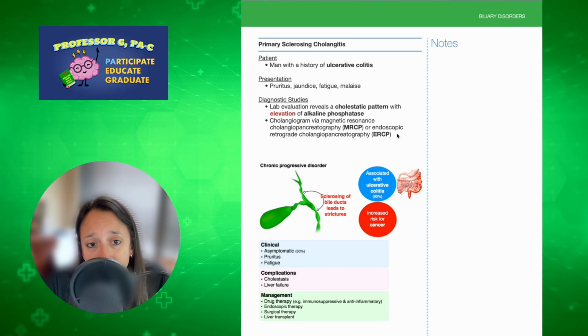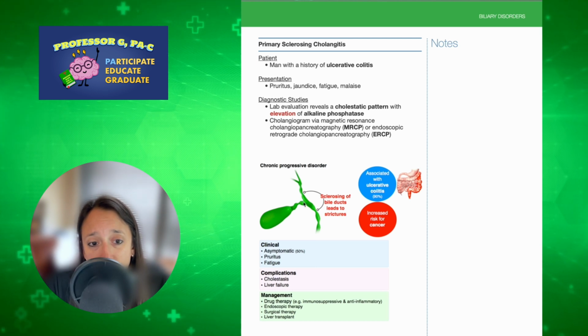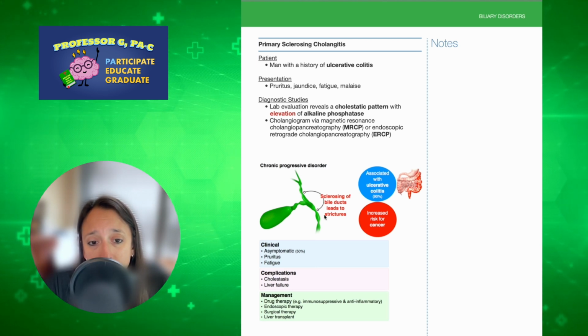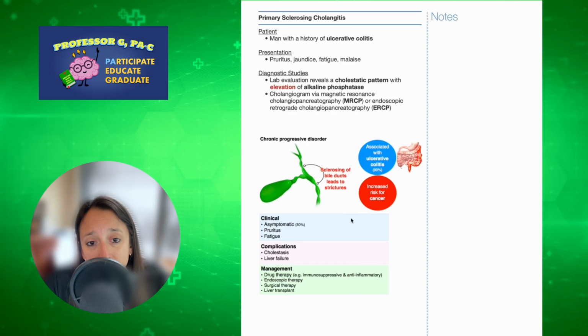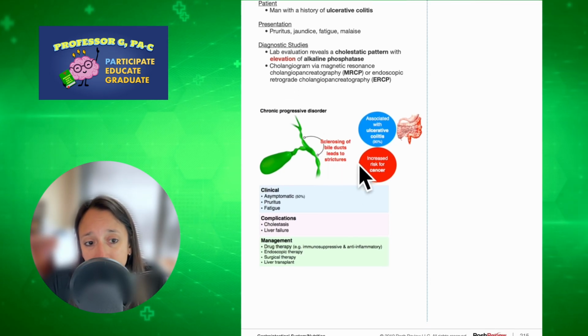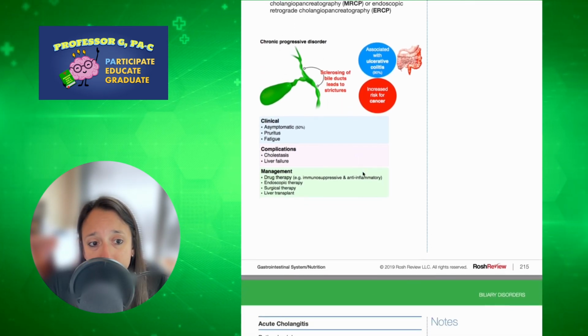Cholangiogram can be done via MRCP or ERCP, and that shows us the sclerosed bile ducts in there. They have an increased risk of cancer, and it's usually associated with ulcerative colitis. So look for that in the vignette as well.